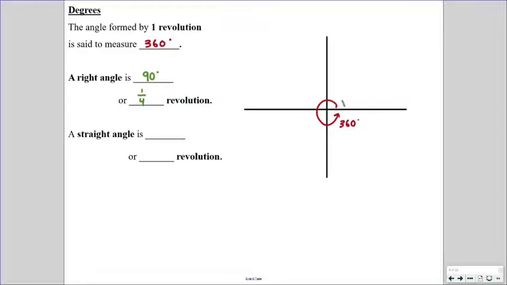If I want to draw 90 degrees, we start at the positive x-axis. We go counterclockwise like that. A straight angle is the angle that is 180 degrees. It just gives us a straight line. That's half a revolution, half a full circle. Again, we're going to start at the positive x-axis. We're going to go counterclockwise to measure a positive angle measure, and that would be how we denote 180 degrees.